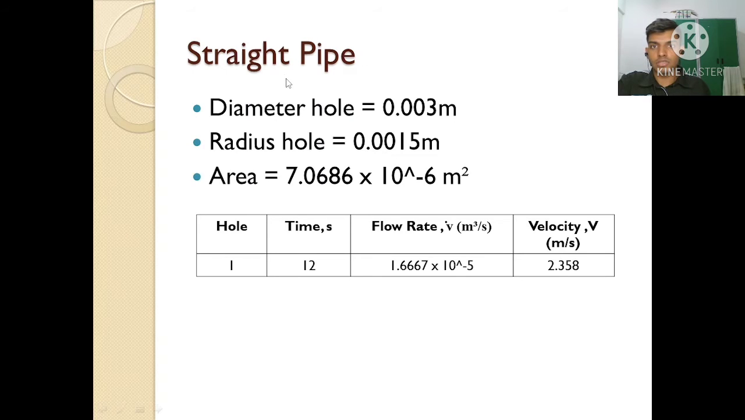So for the straight pipe, the diameter of the hole is 0.003 meter, the radius of the hole is 0.0015 meter, and the area is 7.0686 times 10 to the power of negative 6 meter square.